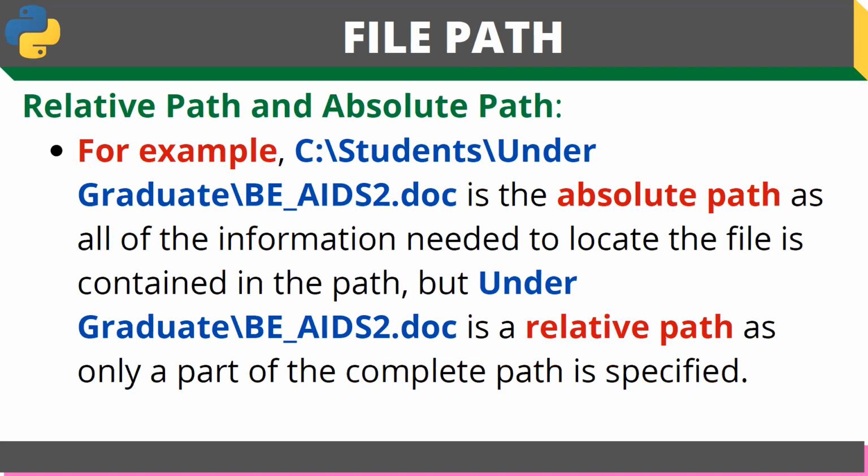For example, C:/students/undergraduate/be_ads2.doc is the absolute path, as all the information needed to locate the file is contained in the path. But only undergraduate slash be_ads2.doc is a relative path, as only a part of the complete path is specified, and we are starting with only the current working directory undergraduate.